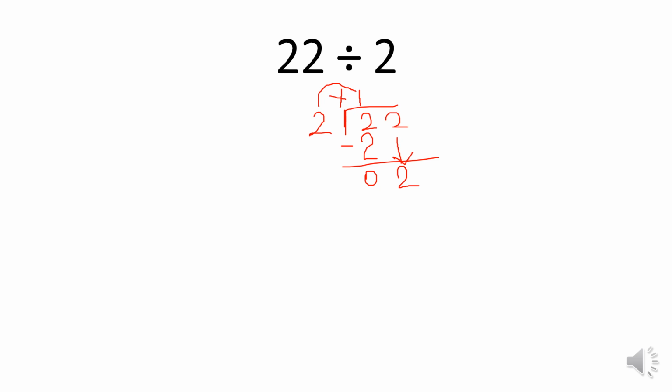Now we're going to say 2 into 2 is 1. The next step is to multiply. 2 ones are 2. The third step is to take away. 2 take away 2 is 0. So 2 can go into 22 11 times.